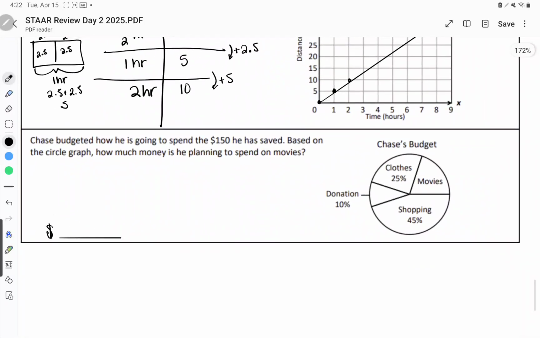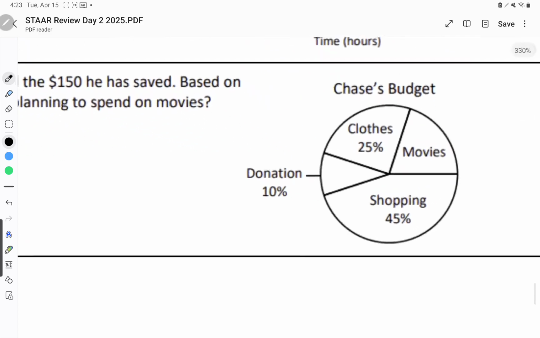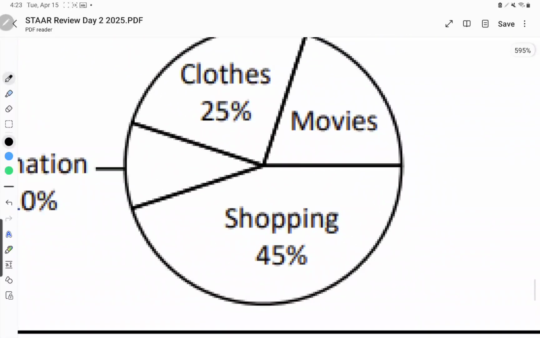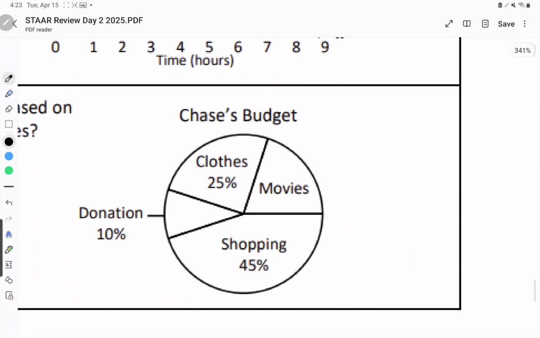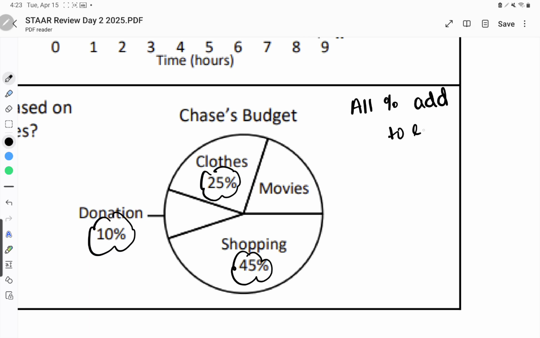All right, last one. Chase budgeted how he is going to spend the $150 he has. Based on this circle graph, how much money is he planning to spend at the movies? So let's take a look at movies. It does not tell me anything about movies, but I do see some percents over here. And what do I know about percents? All percents add to equal 100. So how would I figure out what movies is?